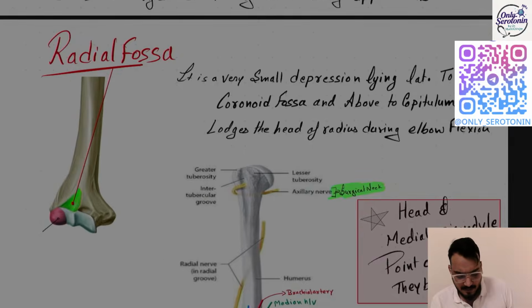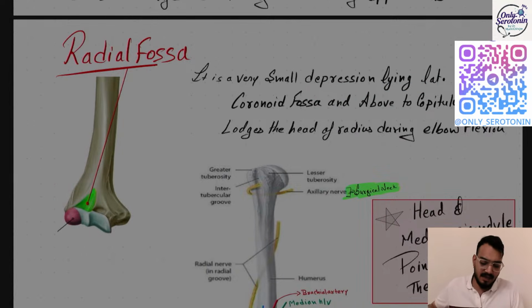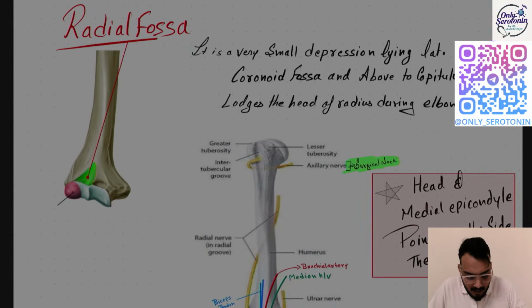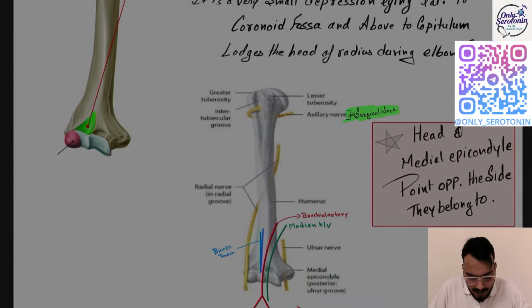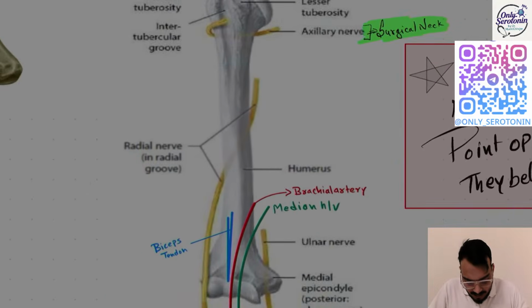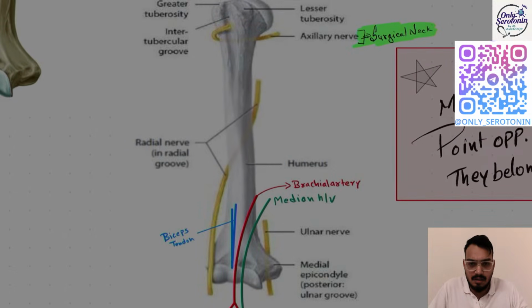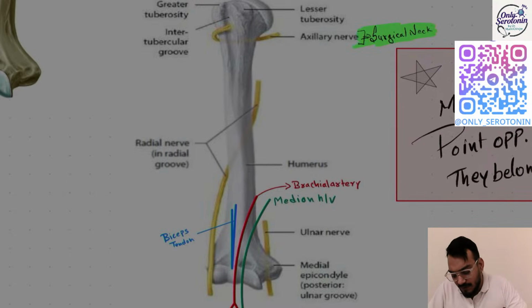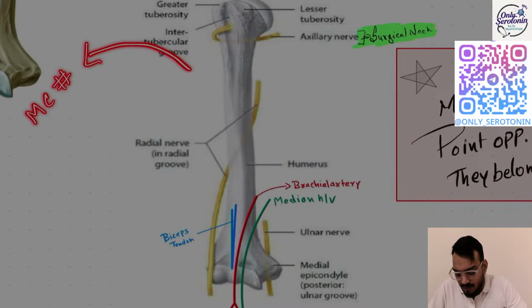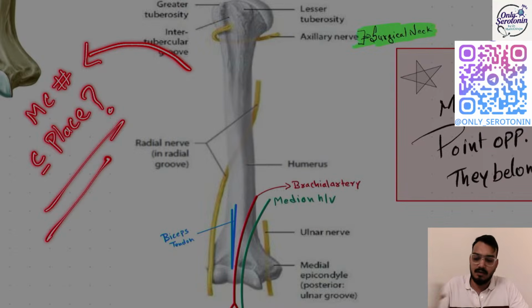Radial fossa is important, guys, because it is a very small depression which is lying lateral to the coronoid fossa above the capitulum, and it lodges the head of the radius during elbow flexion. Important are the nerves which are there on the humerus, right? One important question, guys. Most common fracture of this bone is at which place? From which place will it get fractured, guys? Anyone who can answer?